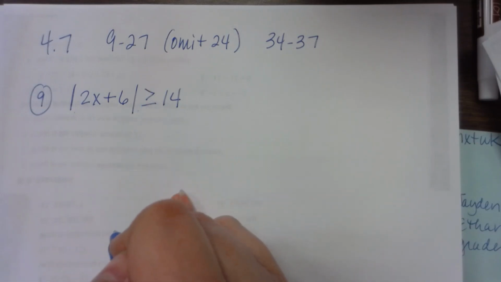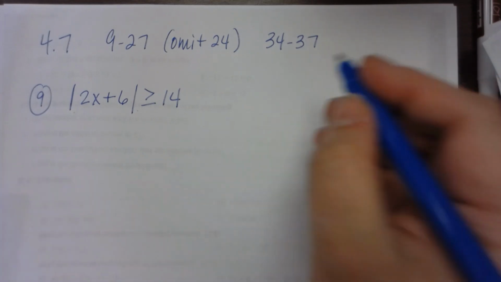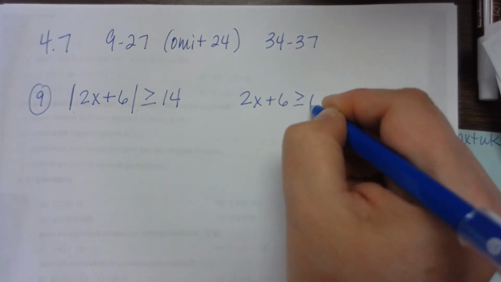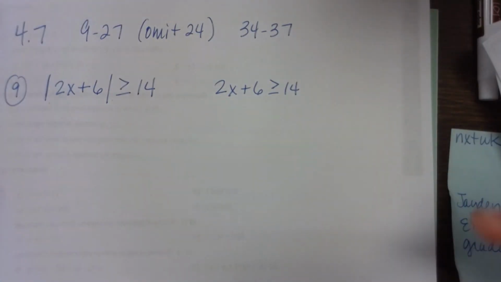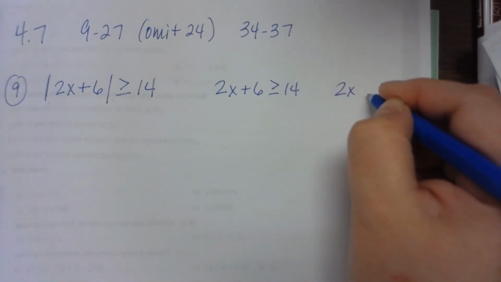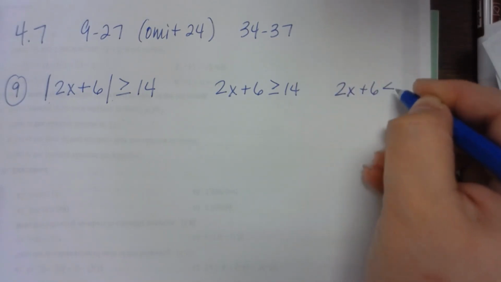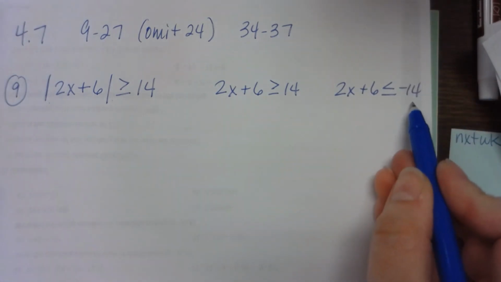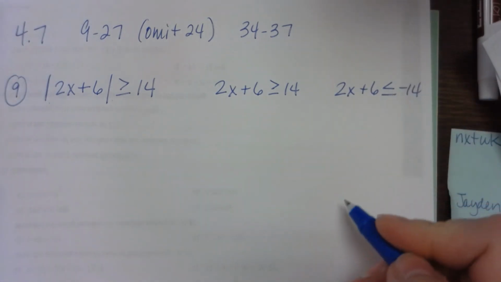We're going to do the same thing that we've been doing. We're going to take the 2x plus 6 greater than or equal to a positive 14, but I need a negative 14. So I'm going to say 2x plus 6 less than or equal to a negative 14. So notice when I did the negative, I swapped my sign. Okay? All right, let's go ahead and solve.